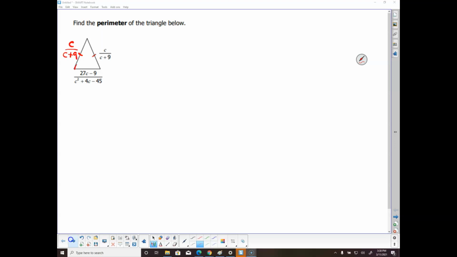So perimeter is the distance around the shape. Right? So I'm going to add all of the side lengths together. So I have c over c plus 9 plus c over c plus 9. I can also write 2 times c, because we have two of them, over c plus 9. And then I'm going to add that to 27c minus 9, all of that over c squared plus 4c minus 45.